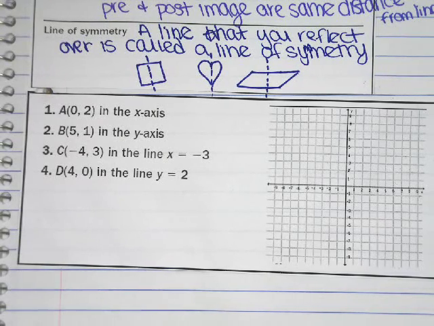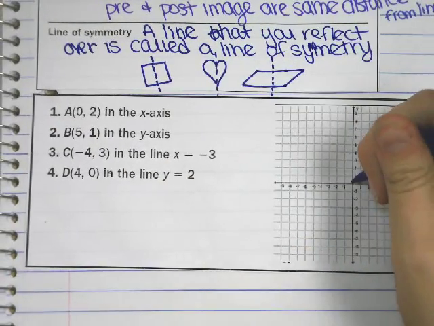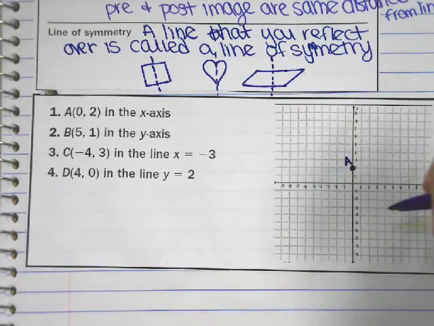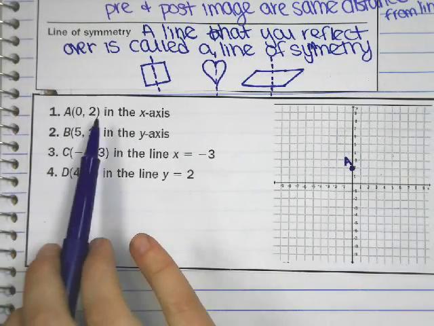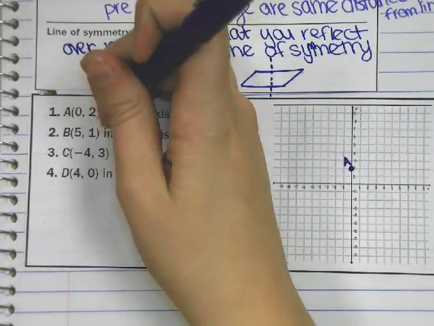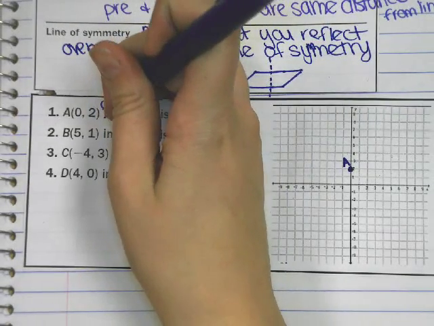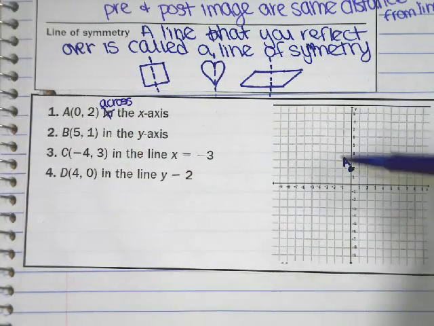Okay, the first thing we're going to do is plot point A, (0, 2). I'm going to plot that point, right there, and label it A. What it asks me to do is reflect in the x-axis. You can replace "in" with "across" the x-axis. It means the same thing. It's just kind of a weird terminology.